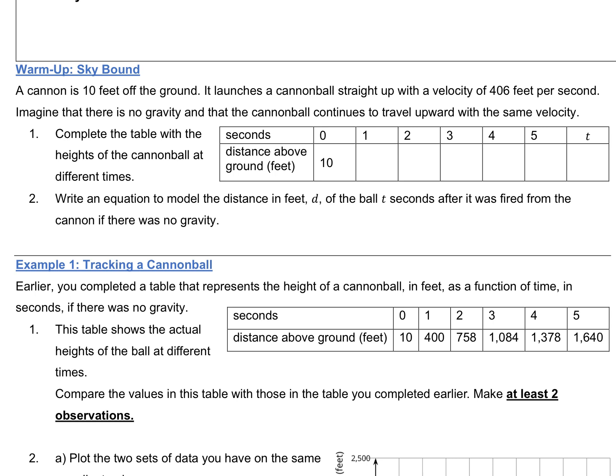So the warm up is: a cannon is 10 feet off the ground. It launches the cannonball straight up with a velocity of 406 feet per second. So I'm going to go ahead and underline what I think is some important information. And even more important, there is no gravity in this situation. So the cannonball is increasing its distance at a consistent rate, and so that's important to note.